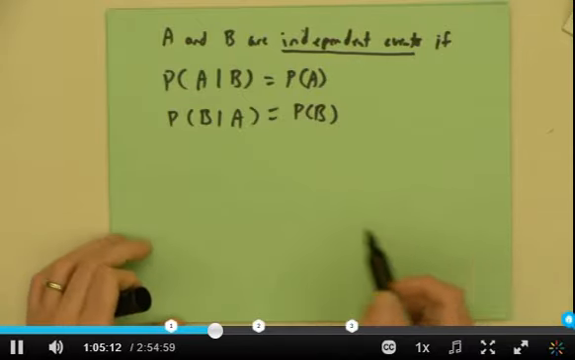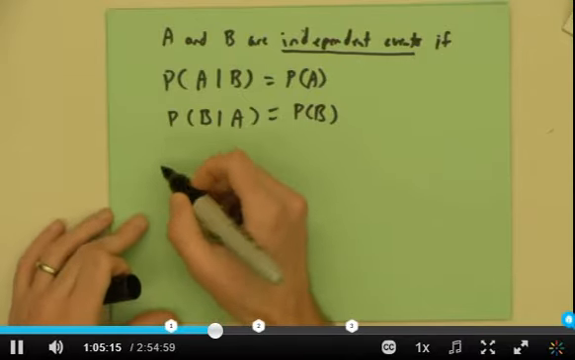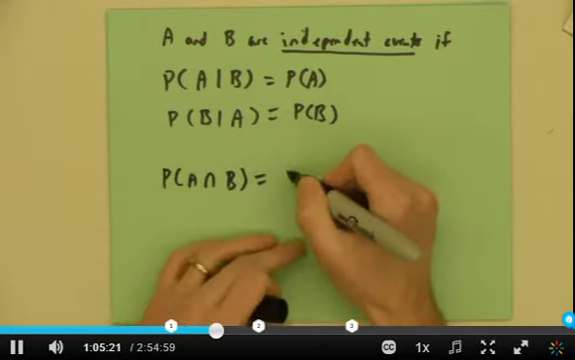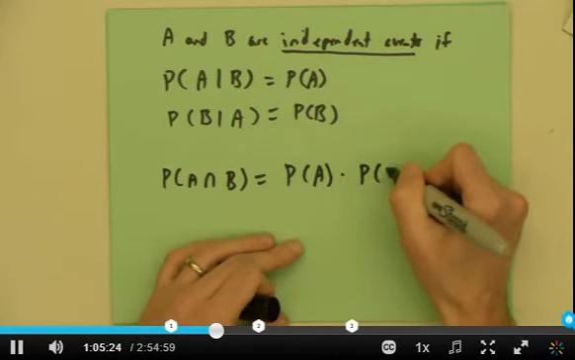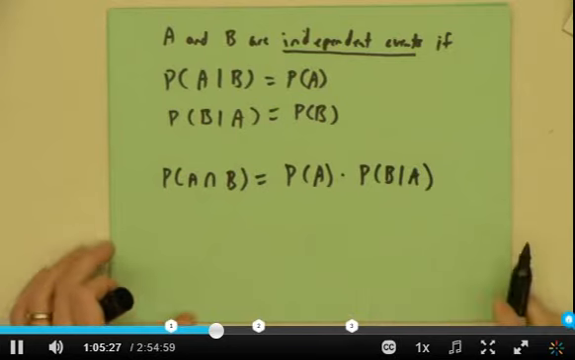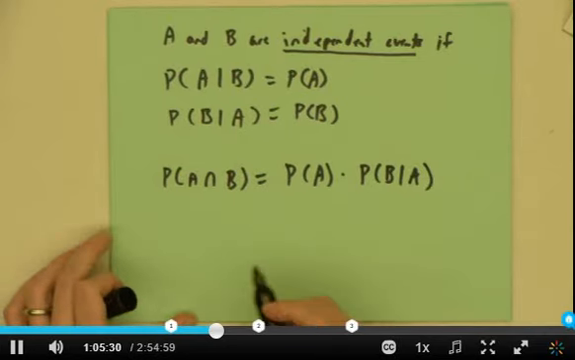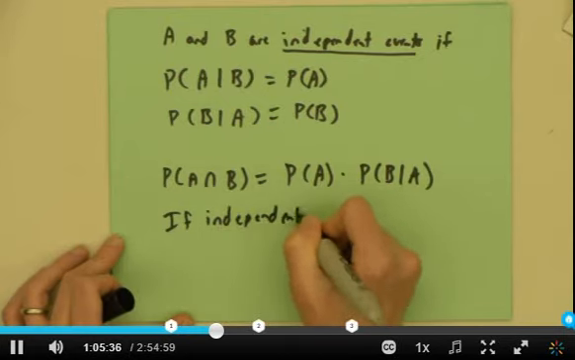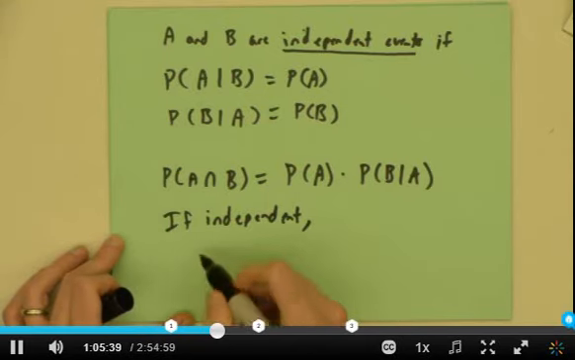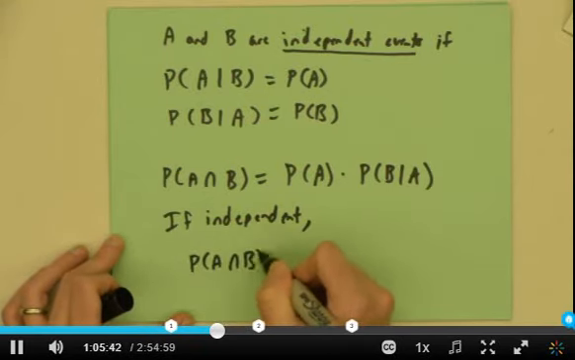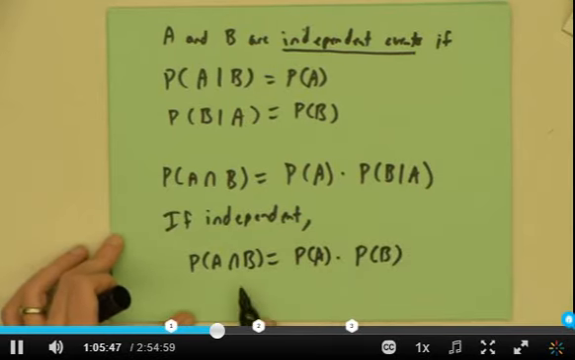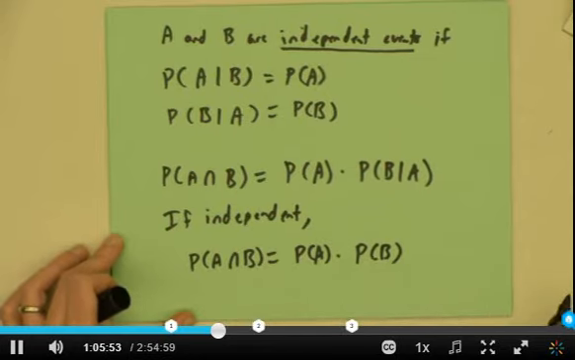That's what it means to be independent. And one of the nice things is, because our two properties look, I'll show you just one of them, look like this. If the events are independent, then this equation becomes the probability that both happen is just the product of the probability that each one independently happens.